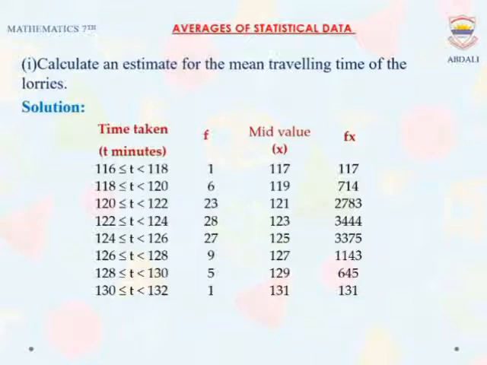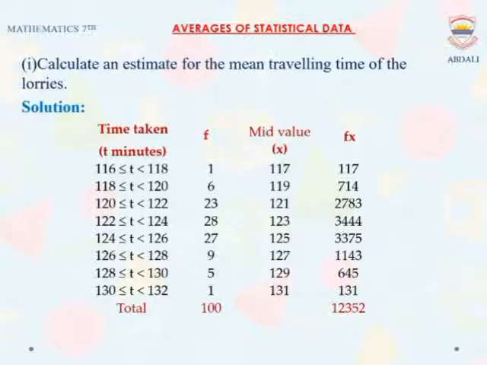Okay, so now we know that. What is our next step? Our next step is to find the total of f and fx. So we will add all the f column and the answer will come as 100 because we have 100 lorries in total. So here you will see that if your answer comes as 100, it means you are doing the job correctly. If it is not 100, it means you have made some mistake in writing frequencies.